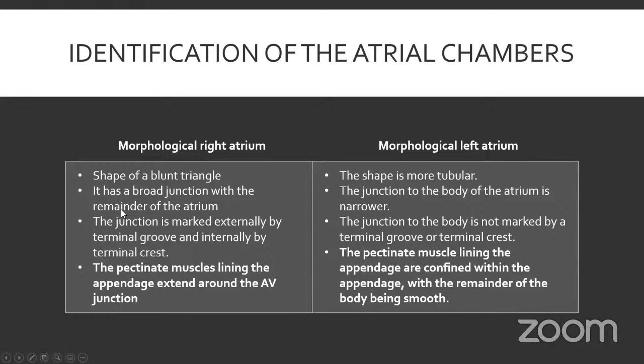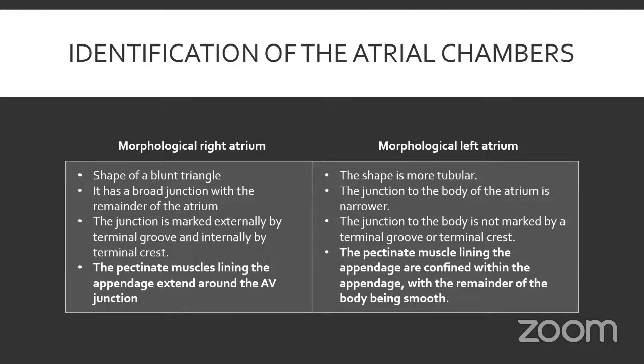Both atria have many characteristics. For example, in the morphological right atrium, the shape is a blunted triangle. It has a broad junction with the remainder of the atrium. The junction is marked externally by the terminal groove and internally by the terminal crest. The pectinate muscle lining the appendage extends around the AV junction. I'll bring gross pictures later on. On the other side, in the morphological left atrium, the shape is more tubular.